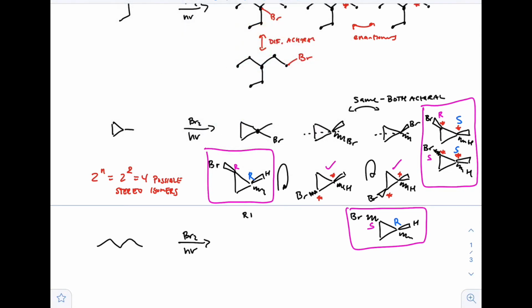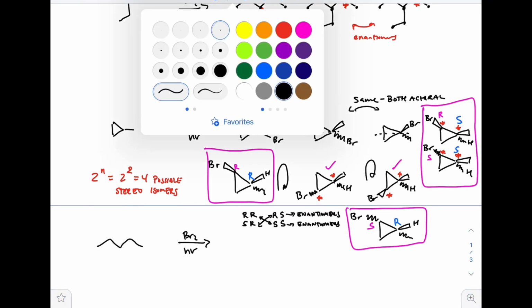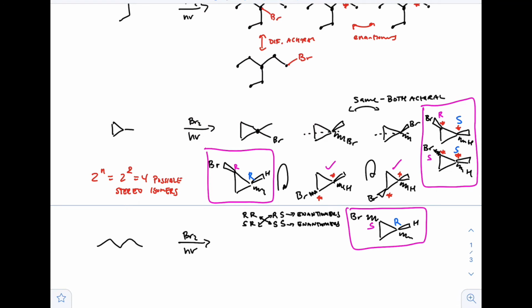Now let's write them all down. We have an RR and an SR. We have an RS and we have an SS. Okay, so now we can clearly see that those are all different, right? So the RR and SS, the relationship is that they are enantiomers, because we have inversion of stereochemistry on both of them. The SR and the RS are both enantiomers, as well.